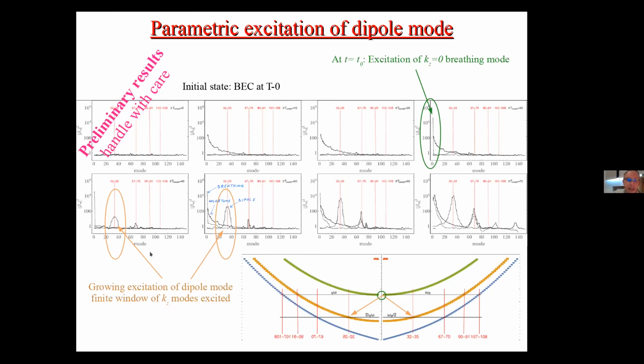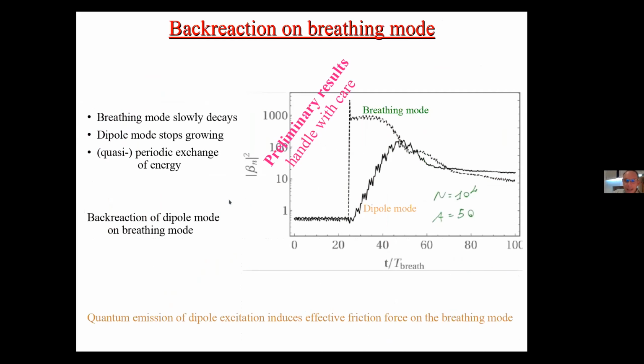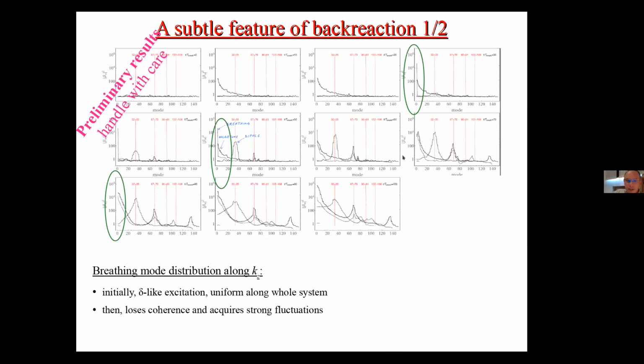So you see this emission in this part. What is very interesting is that if you look carefully at the intensity of the dipole mode, this grows in time, but the breathing mode starts decaying for energy conservation, because this energy which has gone into the dipole mode has to be taken out from the breathing mode, which suffers some back reaction in the form of friction.